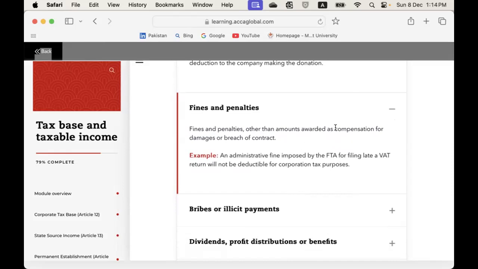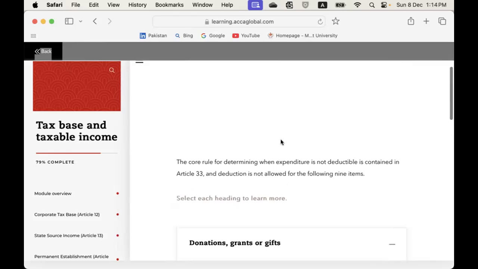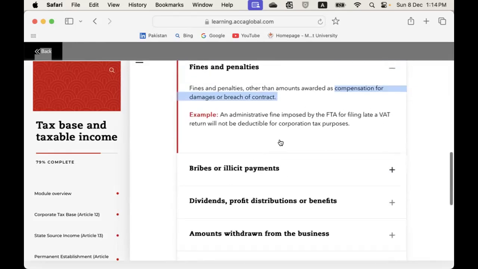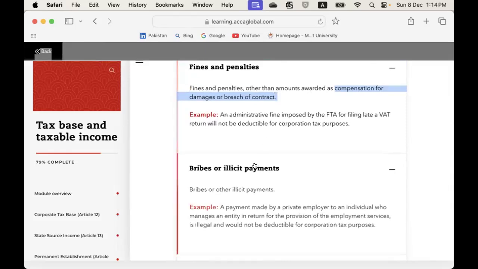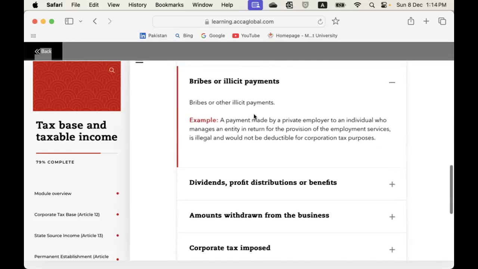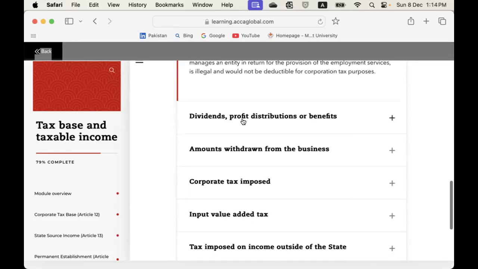But compensation for damages or breach of contracts, this is which article? Article 33. This will still be charged. Okay, somebody breaks contract, they have to pay damages, right? That is an income, taxable income. Bribes or illicit payments, again, these are disallowable deductions.